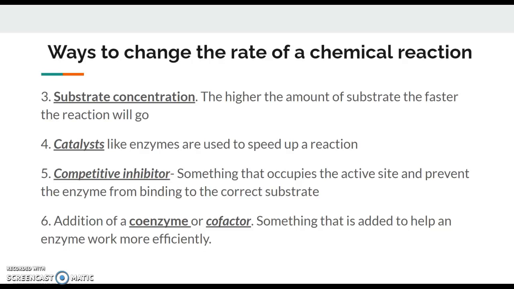You could add a catalyst. So catalysts, like enzymes, are used to speed up the rate of a reaction. They don't have to be biological, so you can add a non-biological catalyst to a reaction. And you can add a competitive inhibitor, and that's something that occupies the active site and prevents the enzyme from binding to it. So a competitive inhibitor would slow down the rate of a reaction. You could add a coenzyme or a cofactor, and this is something that's added to help the enzyme work more efficiently.